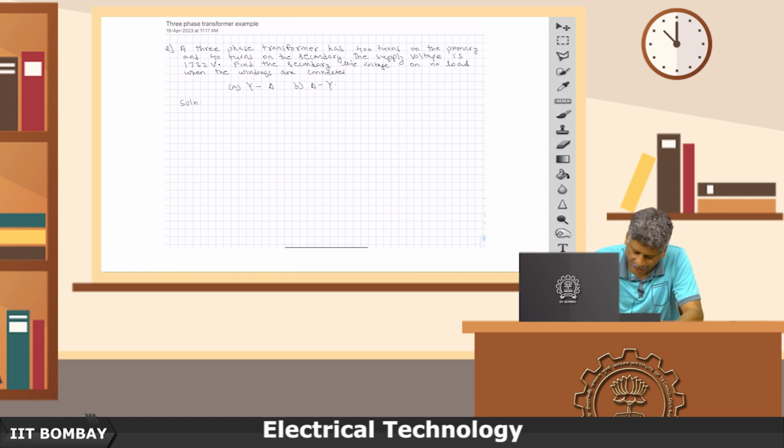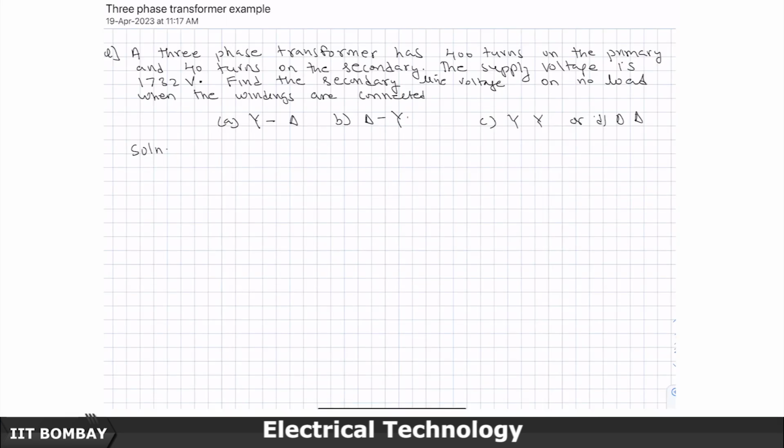Find the secondary line voltage on no load when the windings are connected as follows. Two types of connections are given, Y-delta and delta-Y, and in fact you could even think of YY or delta-delta connections also. So these are the 4 connections. Really this is not about the phase shifts, a very simple problem.